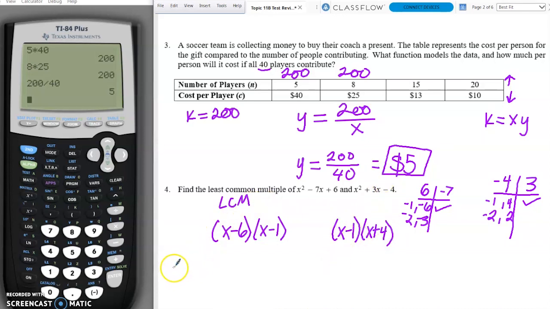Now looking at my two sets of factors, first, what they have in common is they have an x minus 1, so I'll go ahead and write that down first. And then looking at this one over here, it has the x minus 6, so we need to bring him down. And then on this side, it has the x plus 4, so we'll bring him down as well. So my least common multiple for these two is going to be x minus 1, x minus 6, and x plus 4.